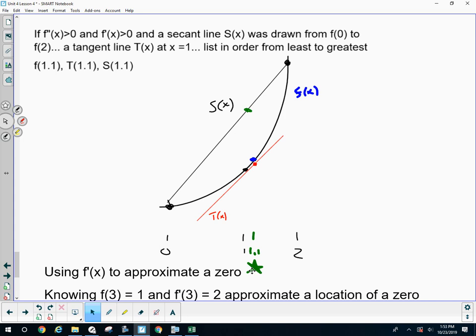Because the function's concave up, I know my tangent line approximation is under. I know my secant, just from the graph of something increasing concave up, is going to be above. So least is t, then f, then s. And that's it.